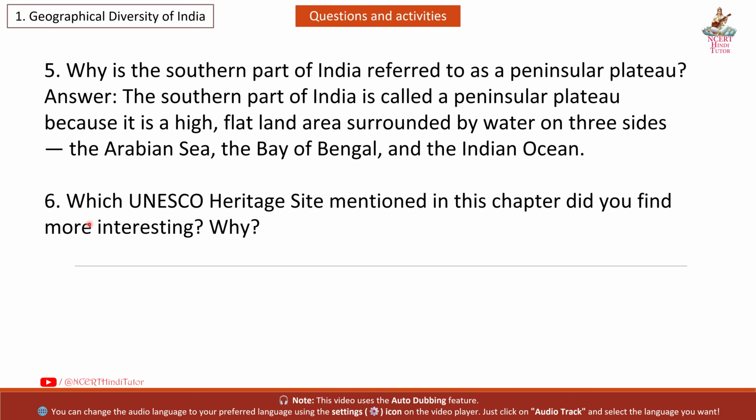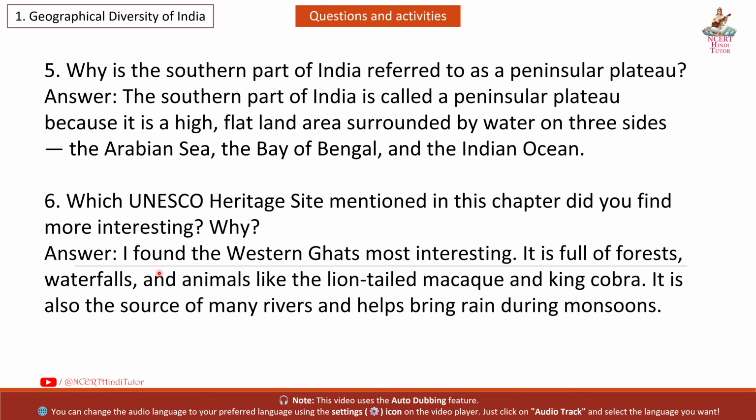Question 6. Which UNESCO heritage site mentioned in this chapter did you find more interesting? Why? Answer: I found the Western Ghats most interesting. It is full of forest, waterfalls, and animals like the lion-tailed macaw and the king cobra. It is also the source of many rivers and helps bring rain during monsoons.